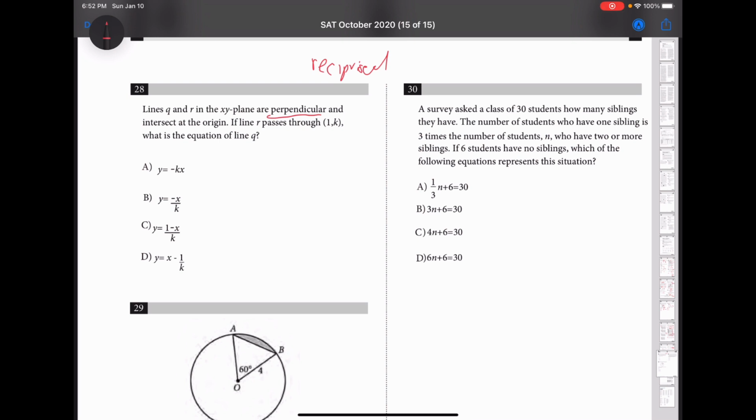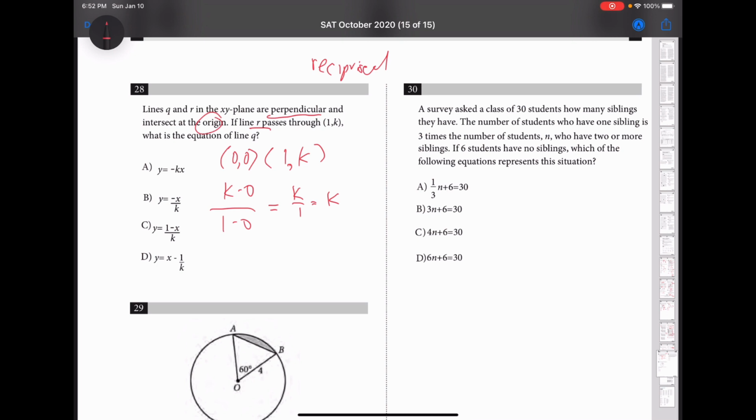Line R passes through 1 comma K, and we also know it passes through the origin. So let's find the equation, or the slope for line R first. Well, the equation, I guess. So we have 0 comma 0 and 1 comma K. First, we need to find the slope. So we're going to take K minus 0 over 1 minus 0. And we're going to get a slope of K over 1, which is equal to K. So the slope of line R right now is equal to K.